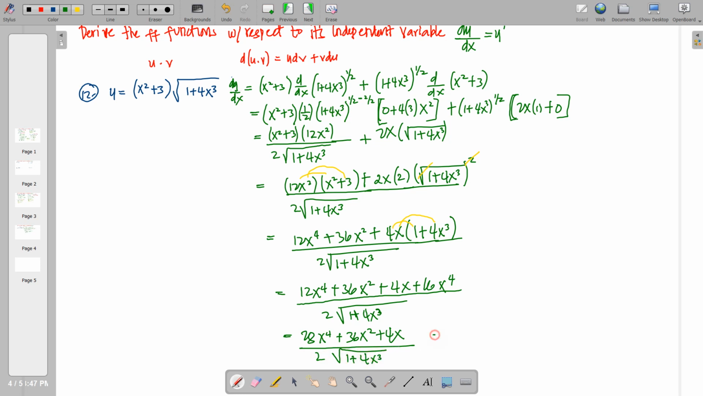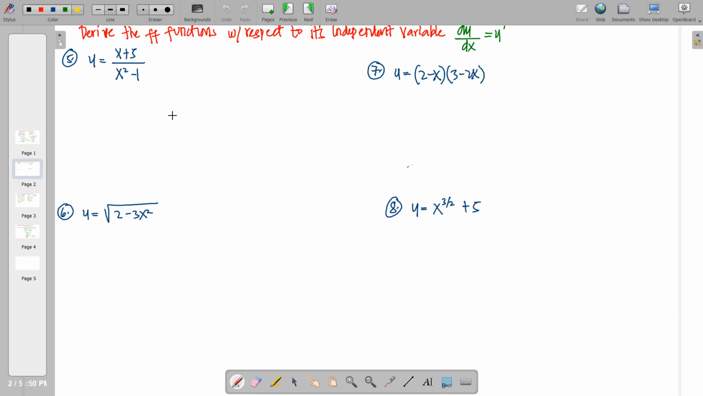So finally, that 2 will be a divisor for all terms. It becomes 14x raised to 4 plus 18x squared plus 2x all over square root of 1 plus 4x cubed. So this is the answer for number 12.